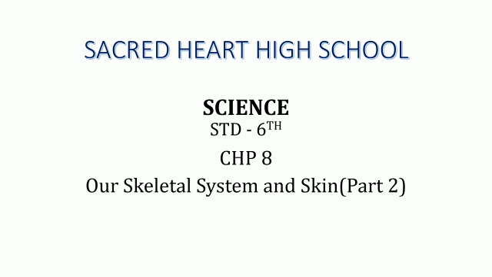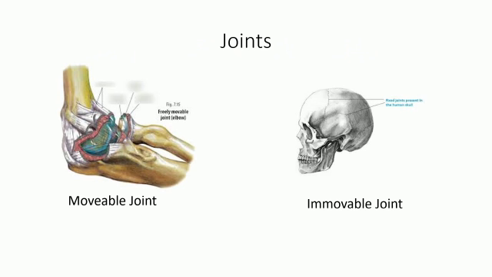Today we will study our skeletal system and skin, part 2. In the first part of this chapter, we studied about the different types of bones and fracture. We also studied about axial skeleton and appendicular skeleton. In this part, let us study about joints, skin, and the function and structure of skin.